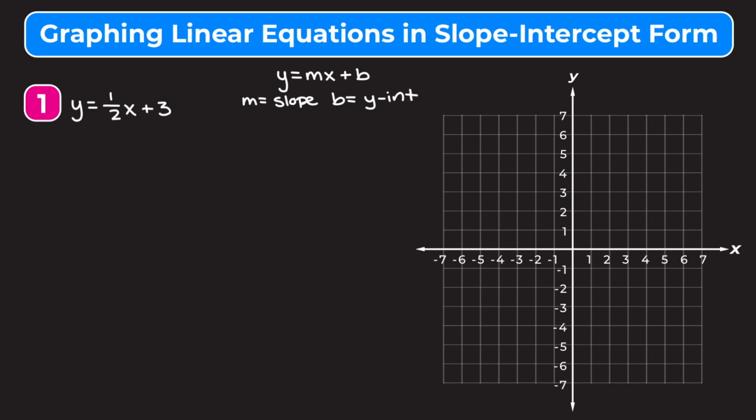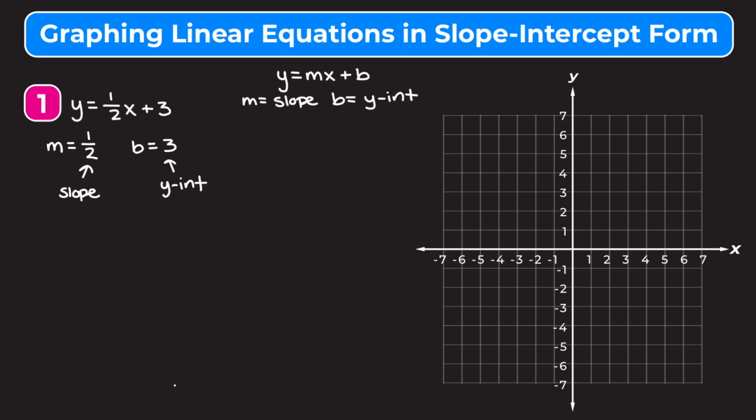So let's jump into example 1, which is y equals 1/2 x plus 3. What we want to do first is identify our slope and our y-intercept. Our m value is 1/2 because that's what's in front of our x, and our b value is positive 3. So remember, this is our slope, and this is our y-intercept.